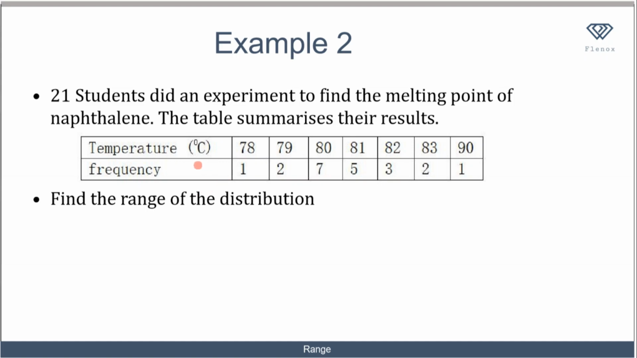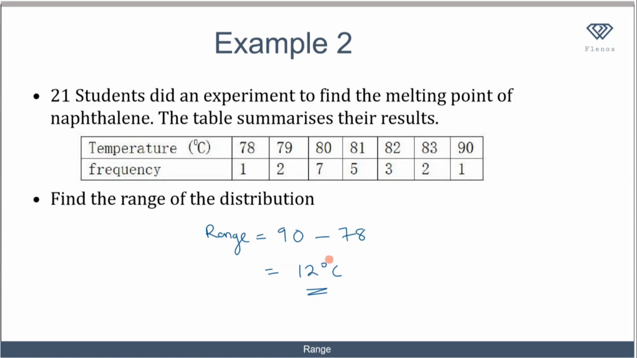The way you find the range when you are given information in a frequency table is simple. You just look at the largest value over here. And what is the largest value? You see that it's 90 out of all the temperatures. So the range will be equal to the highest temperature, which is 90, and the lowest temperature that a student got is 78. So when you subtract 78 from 90, you get 12 degrees Celsius. So the range of the distribution is 12 degrees Celsius.